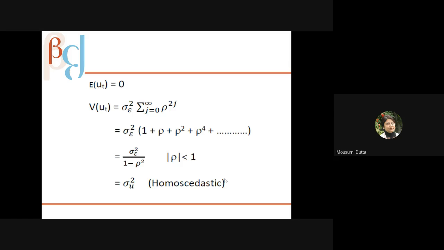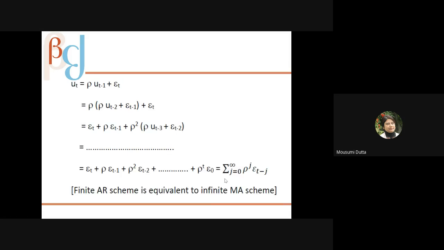Next, we need to calculate the variance of u_t. If we look at this formula, u_t is equal to the summation from j equals 0 to infinity of rho to the power j epsilon t minus j. So the variance of u_t is basically the variance of this entire expression. All these terms will come in the form of squares, and we will calculate the variance of epsilon t minus j.